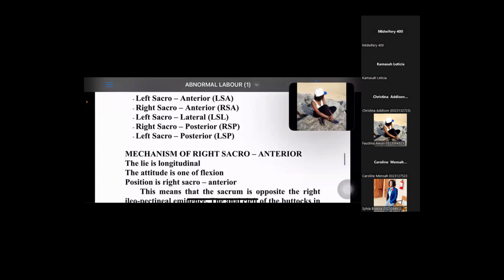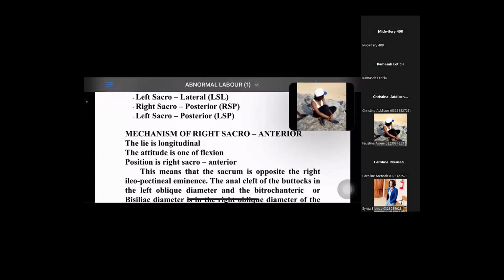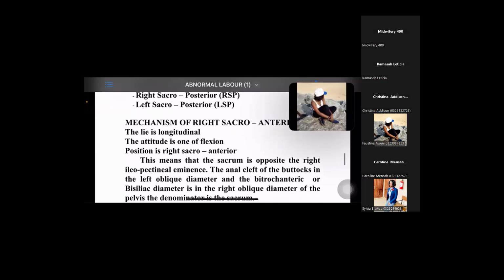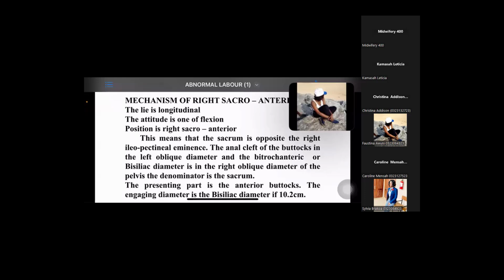Okay, so let's go to the mechanism of the right sacroanterior. It says the lie is longitudinal. The attitude is one of flexion. Position is right sacroanterior. This means that the sacrum is opposite the right iliopectineal eminence, as our sister explained. So this one is throwing more light on what Sister Carol said.